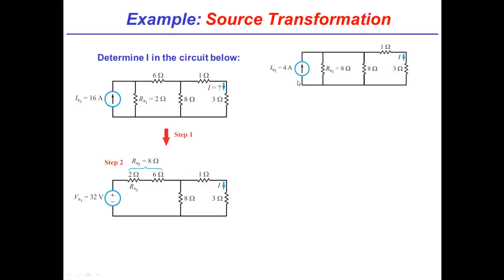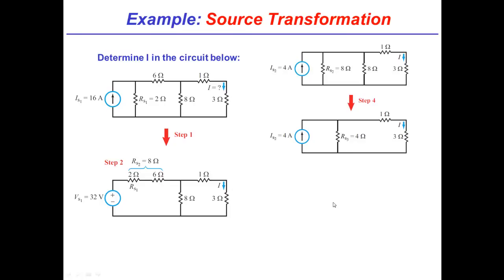So again, all you're doing is using those two little equations in the previous slide on the bottom left. Exactly. Okay, got it. And now you'll notice I have an 8 ohm resistor in parallel with an 8 ohm resistor, so that's a 4 ohm resistor. So I have a 4 amp current source in parallel with a 4 ohm resistor.